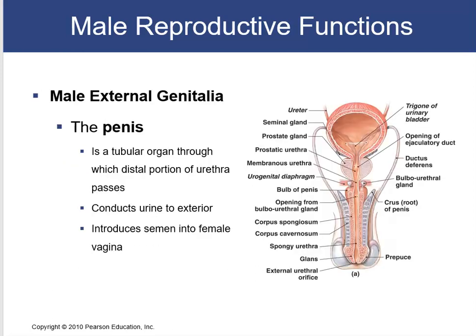Next, we will look at the male external genitalia, which includes the penis. The penis is a tubular organ through which the distal portion of the urethra will pass. It is designed to conduct both urine and semen to the exterior and introduce the semen into the female vagina.